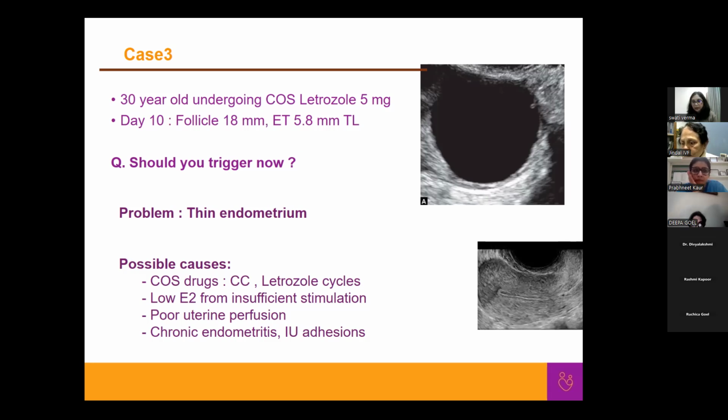Okay, ma'am. So the possible causes of thin endometrium: it could be CC or letrozole induced. It could be because of low E2 level from insufficient stimulation, poor uterine perfusion seen with post-myomectomy and adenomyosis kind of uterus, or it could be because of chronic endometritis and intrauterine adhesions.